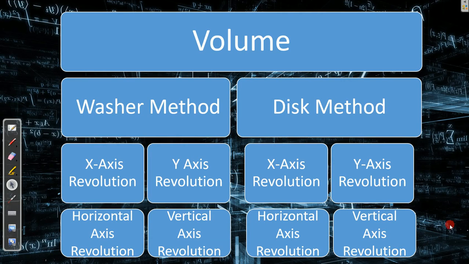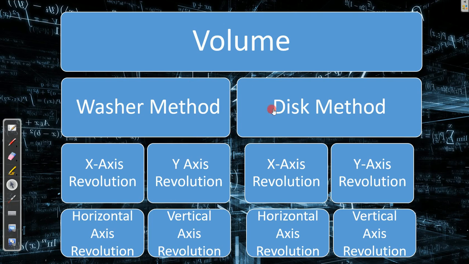We have one big topic left to look at, and that is volume. As you can see, it's a big one. We won't do all of this right now, but we'll do two of these boxes here. So volume, we're going to take our two dimensions and extend it into three.